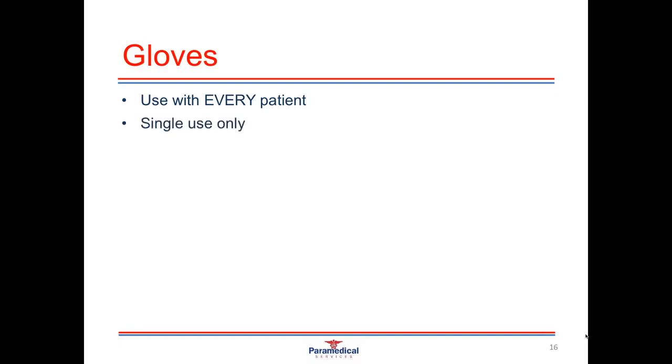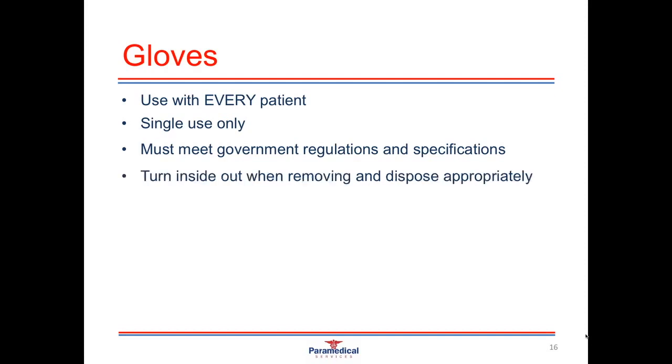use only. Now, keep in mind that when we are using gloves, regardless of whether a patient is bleeding, has bodily fluids, is highly infectious or not, you are protecting yourself by using a pair of gloves, but you're also protecting immunocompromised patients from anything that you may be carrying as well. Gloves must meet the government regulations and specifications set out by Australian standards, and whenever you are removing a pair of gloves, it's very important to turn them inside out. In this way, if your gloves are contaminated with any waste products, you're confining it to a certain area when you're disposing of them.